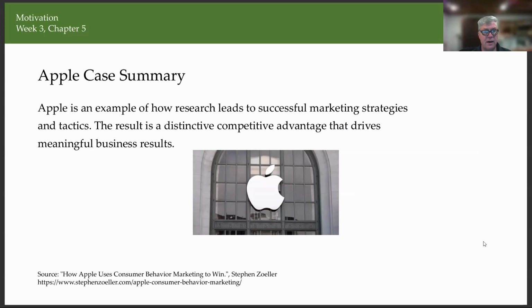The Apple case study is an example of how research leads to successful marketing strategies and tactics. The result is a distinctive competitive advantage that drives meaningful business results, all based on research.